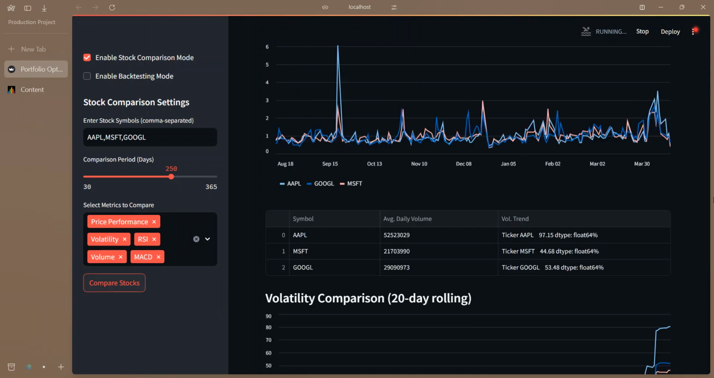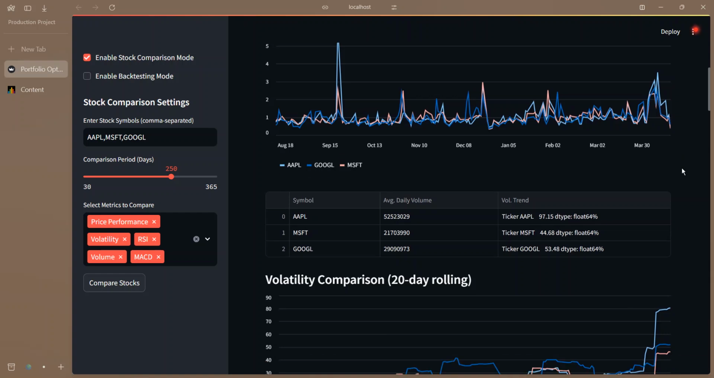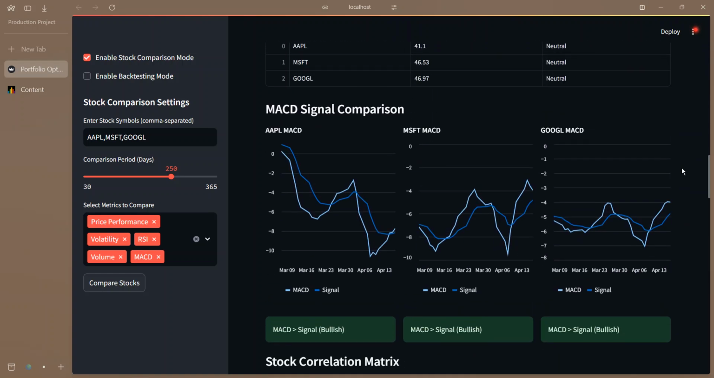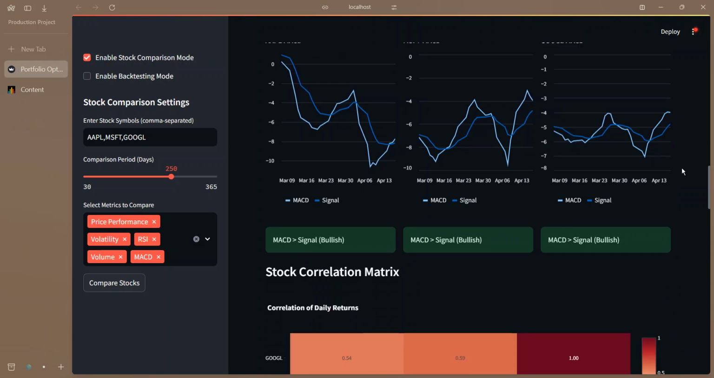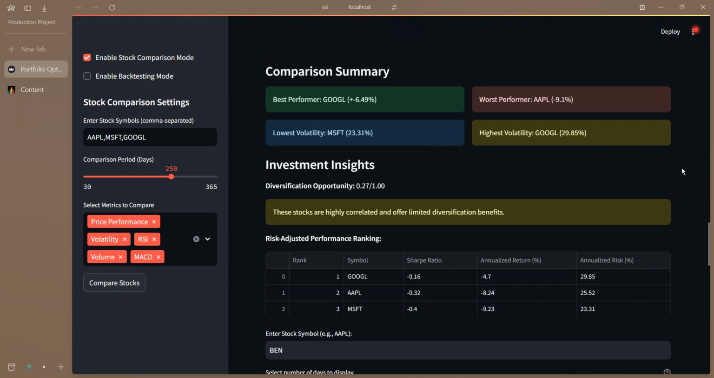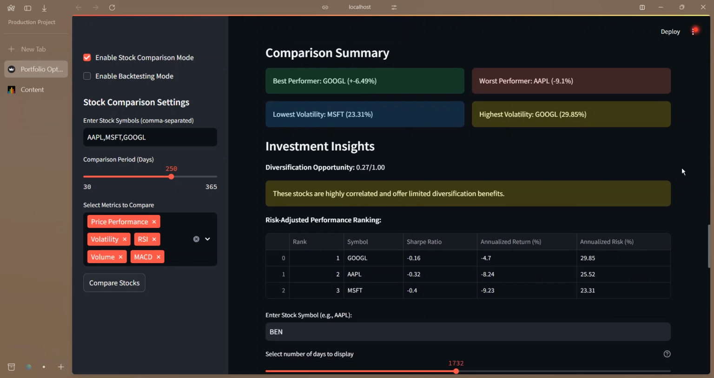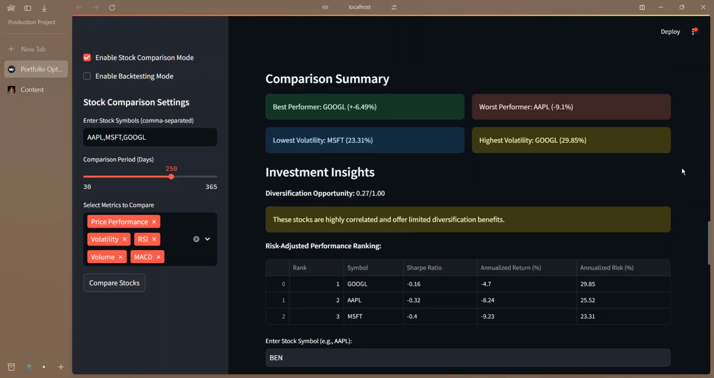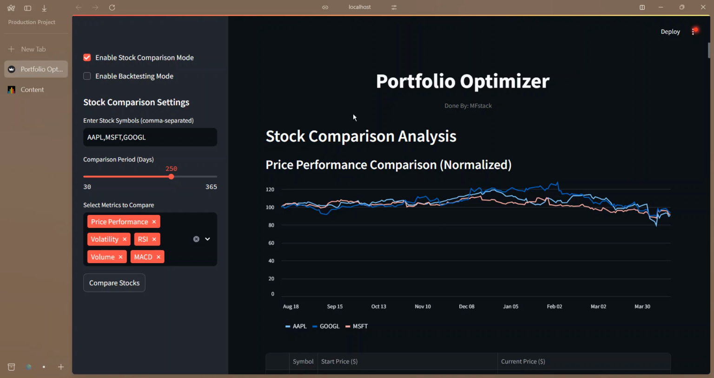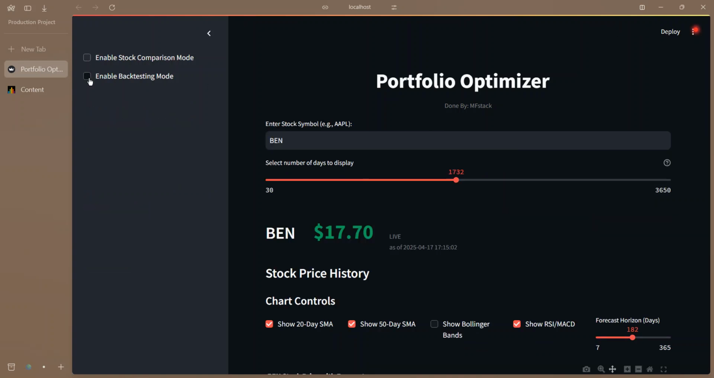Let's also add the MACD because it's a very important metric for short-term investors. And over here it would give you the Sharpe ratio and the annualized returns and the annualized risk. Okay, this is a quick overview of the stock comparison mode. Now let's go to the backtesting mode.